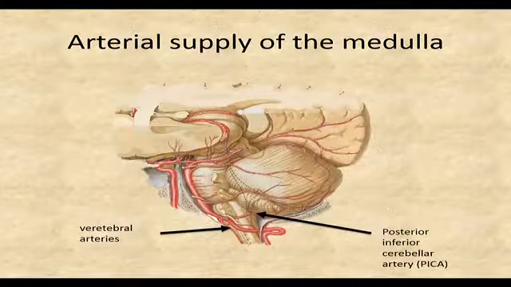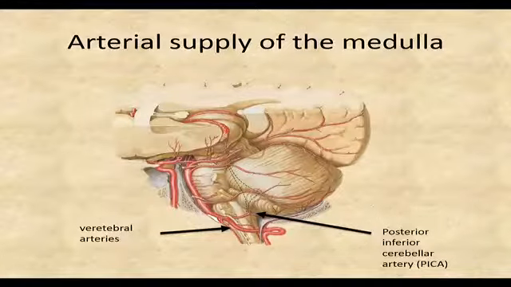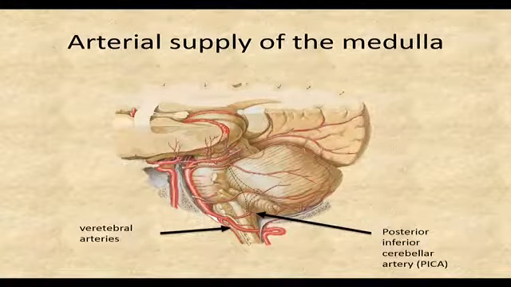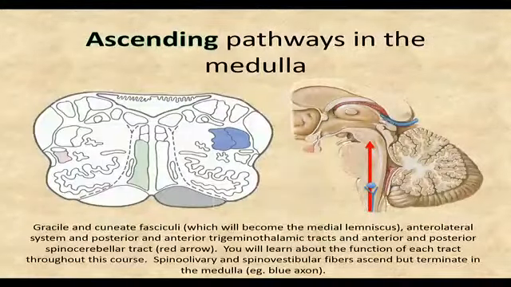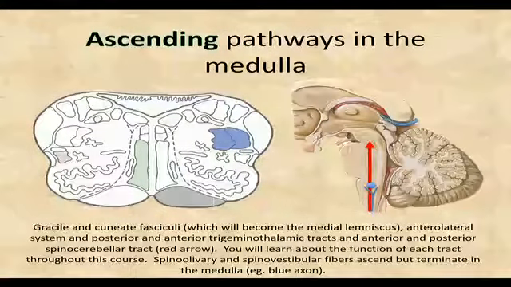All right, and so here you can see a schematic of the posterior inferior cerebellar artery coming on the inferior part of the cerebellum. We'll go over this again. All right, so there are named ascending pathways coursing through the medulla. They're coming up and bringing sensory information through the medulla to go places, and that's depicted in red.